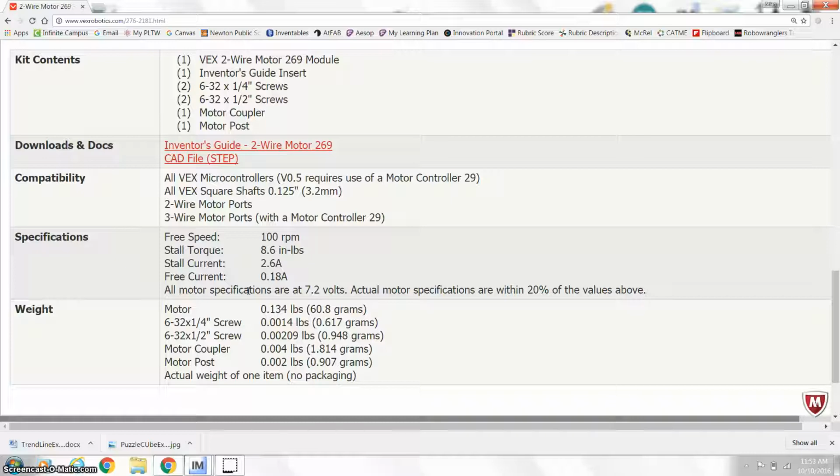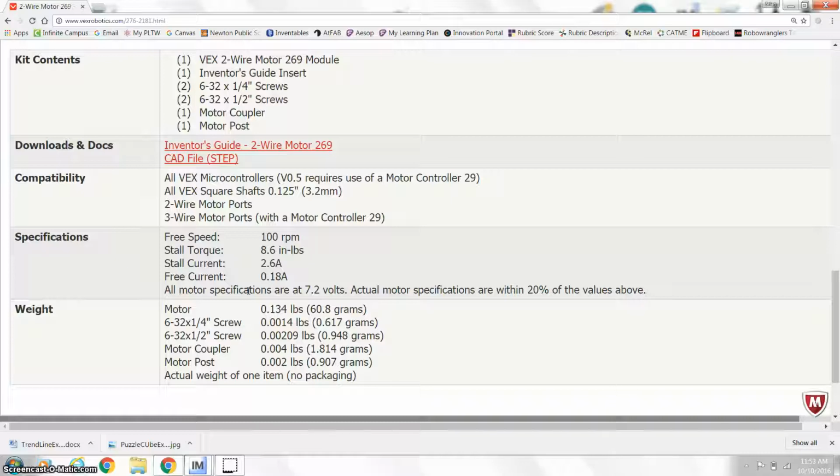The stall torque is equal to 8.6 inch-pounds. And what that means is if 8.6 or more inch-pounds of torque are on the motor, it will not spin.